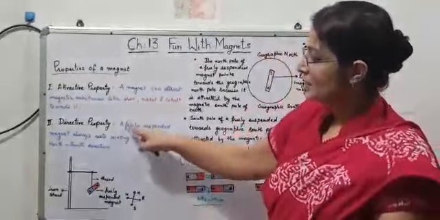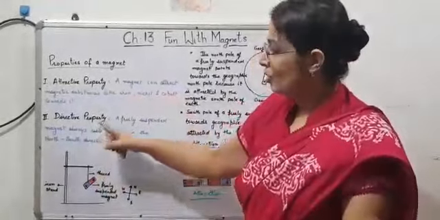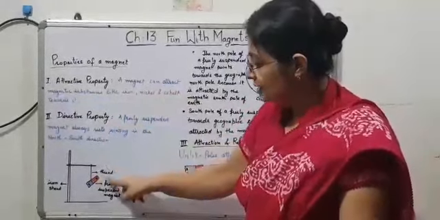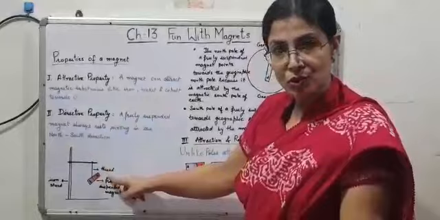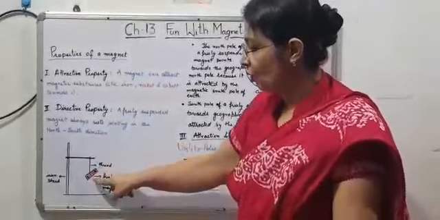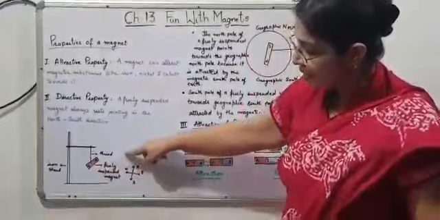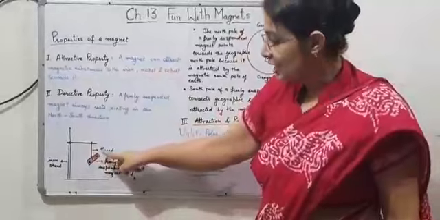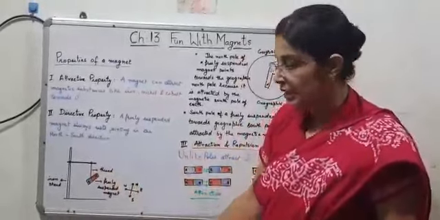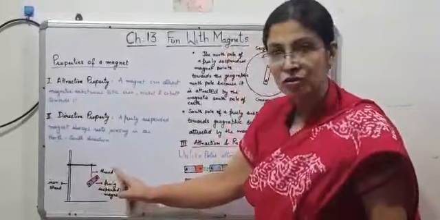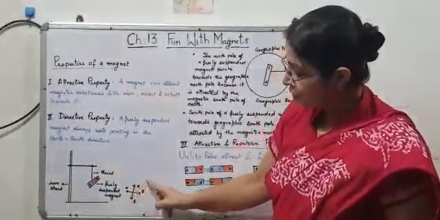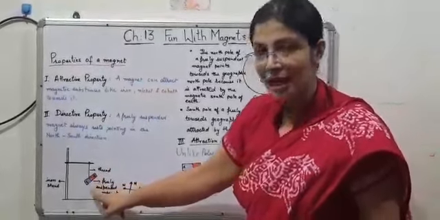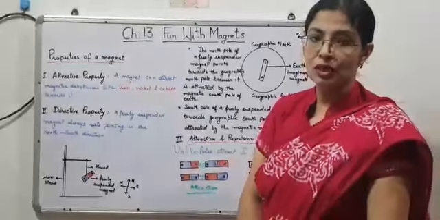Now let us come to the second property of the magnet, which is called the directive property. According to this property, when a freely suspended magnet comes to rest, it always points in the north-south direction. For example, here you can see that on an iron stand, if we take a bar magnet, tie it by a thread and suspend it freely, it always points in the north-south direction. You know that conventionally this is north, south, east and west. So this magnet always points in the north-south direction.